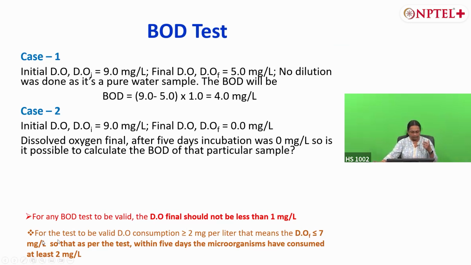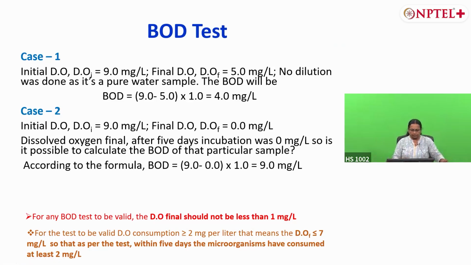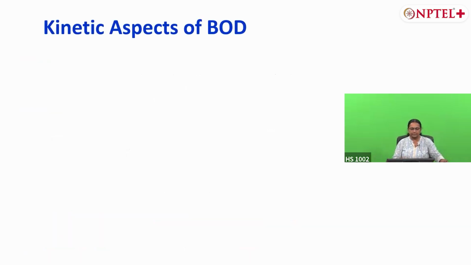Similarly, for a valid test, the consumption should be greater than 2 milligram per liter. So minimum consumption should be 2 milligram and minimum leftover should be 1 milligram. Otherwise, your BOD test will not be valid. These are important when you do the sample analysis. So the second case is invalid. What is the reason? I have given the reason.